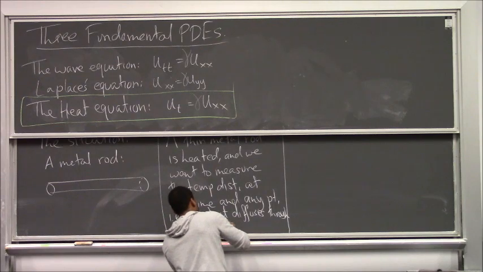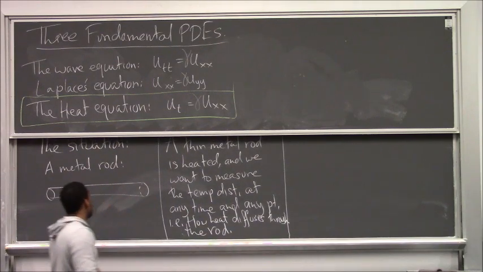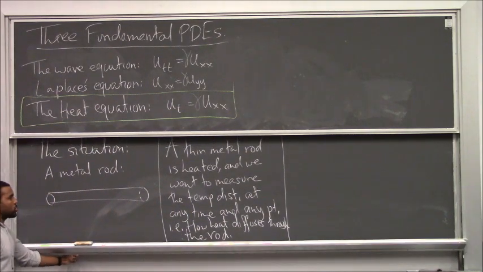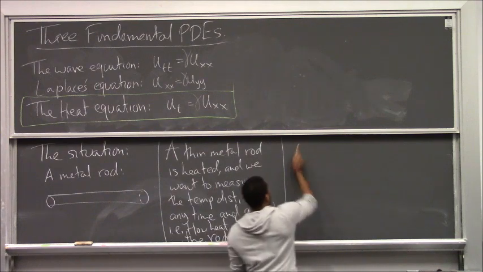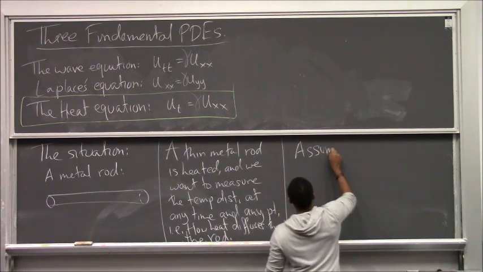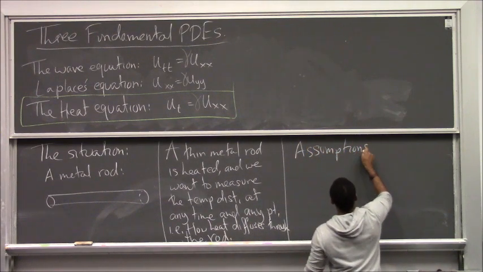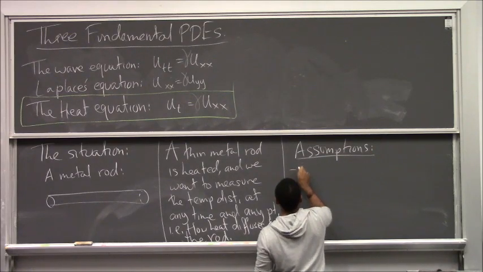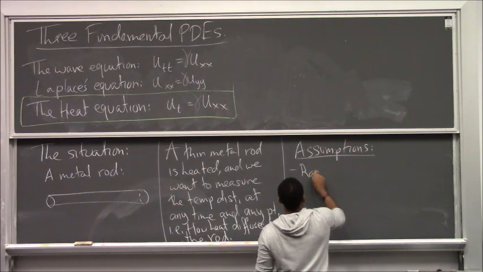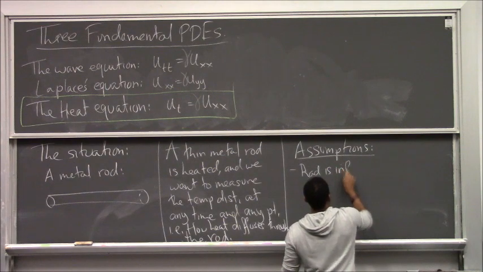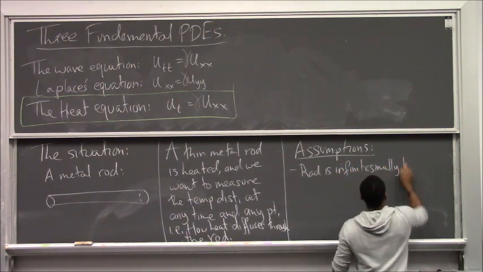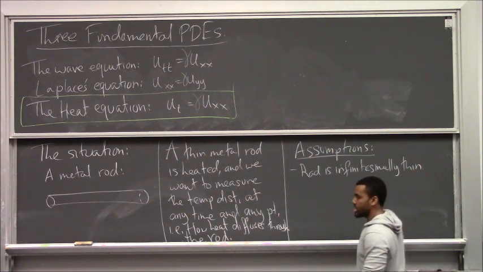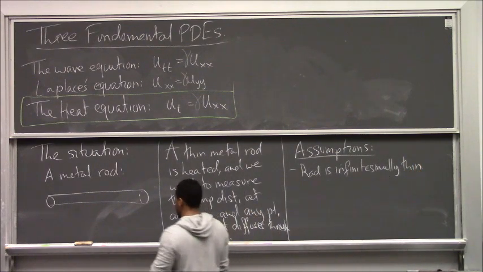Now, what you're going to know with PDEs is the dimensions will blow up very quickly. So we're going to consider a very simple situation. So let's look at the assumptions that we're making here, just so that things don't get out of hand too much. The rod is infinitesimally thin. So almost to the point where you can almost consider it as a one-dimensional object. That's going to be important.